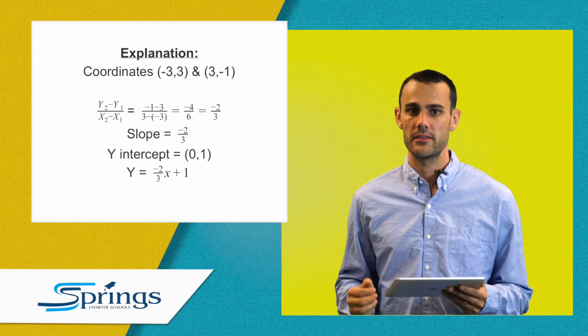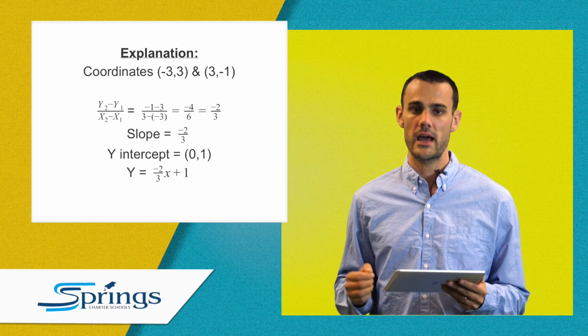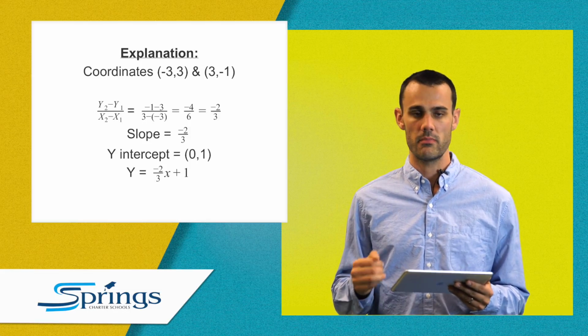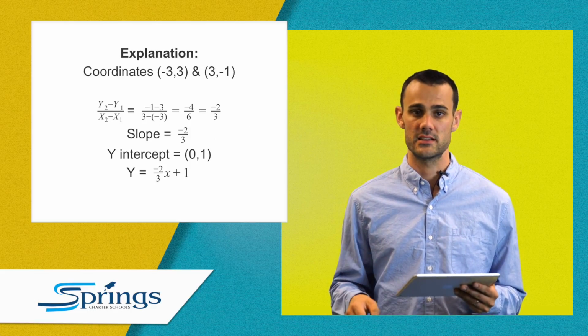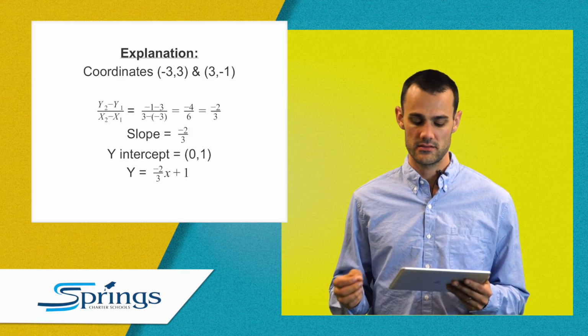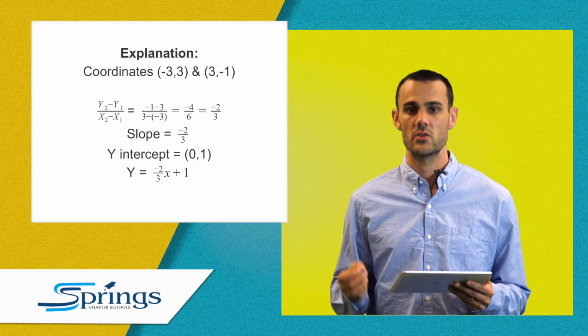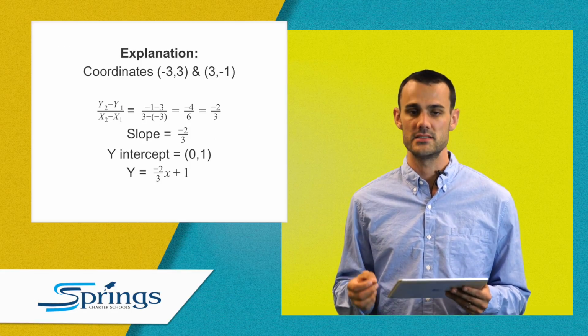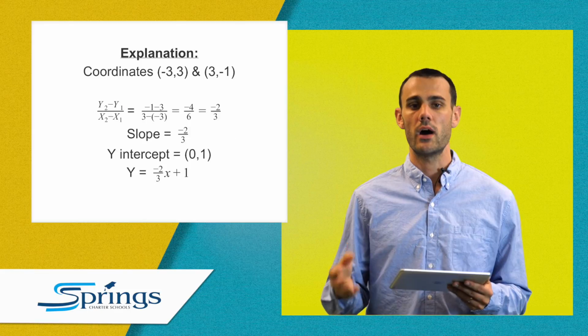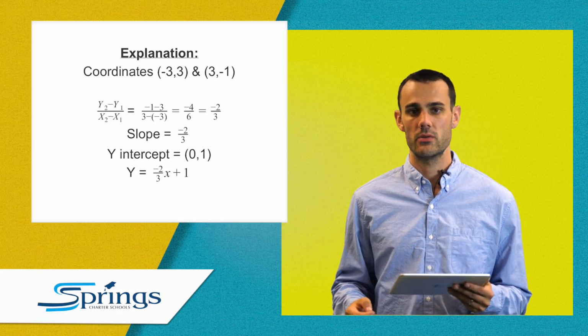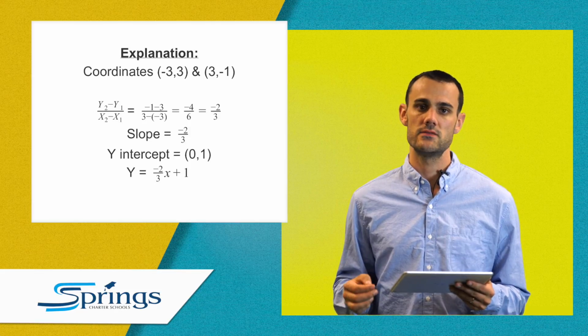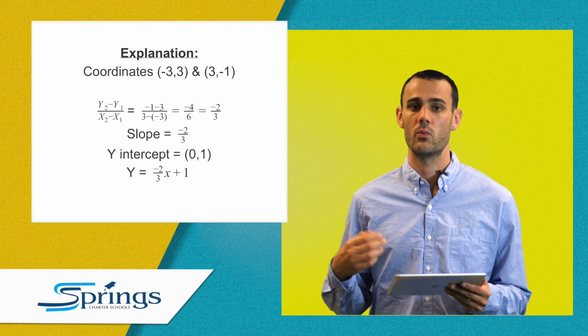We're inserting that information into that slope formula we've used lots of times this year together. When I insert that, the top part of my fraction is -1 minus 3, and the bottom part is 3 minus -3. That results in -4 over 6, and I can reduce that to -2/3. So we can say that the slope is -2/3. We have a y-intercept of (0, 1), so we can write this equation as y = -2/3 x + 1.